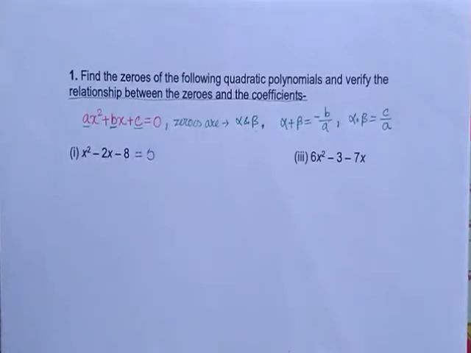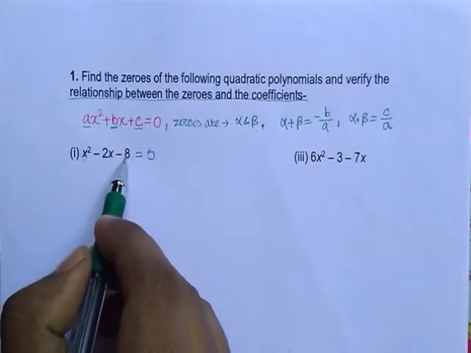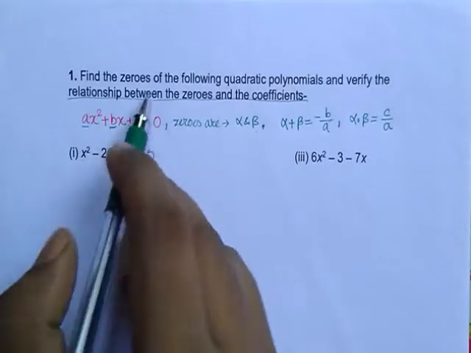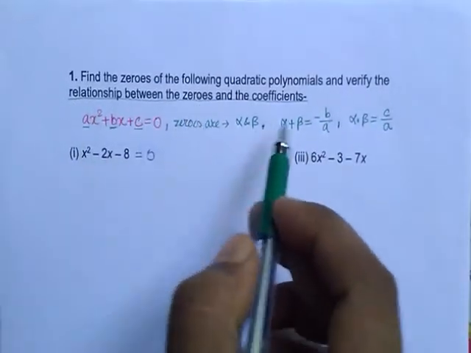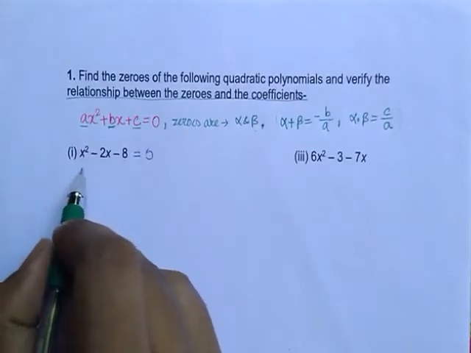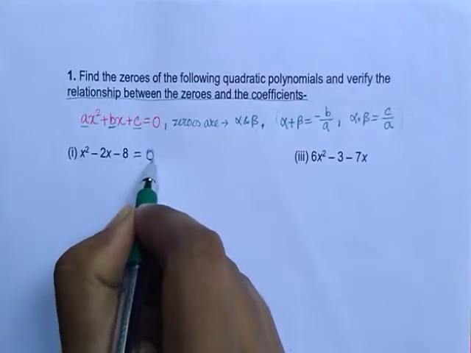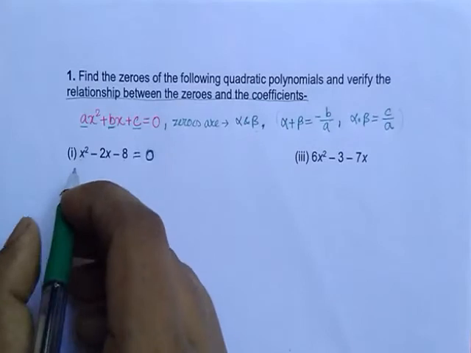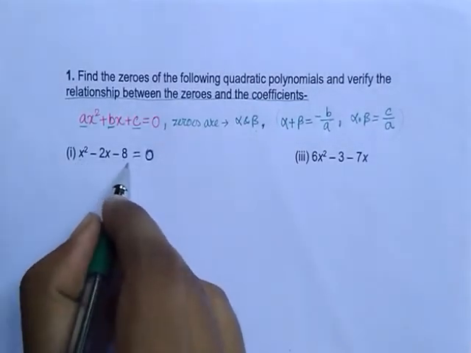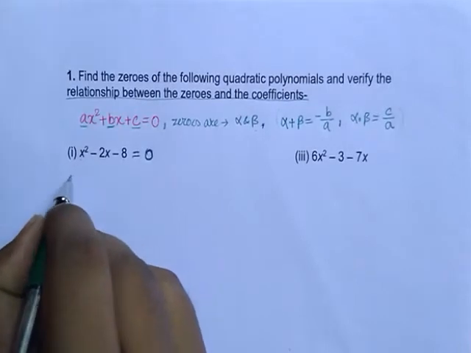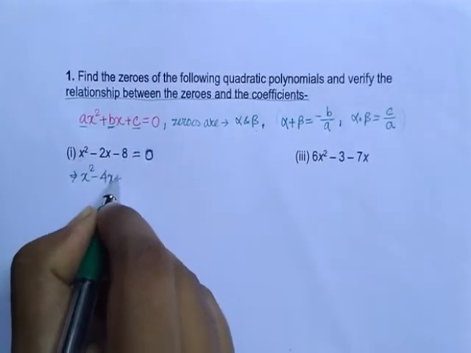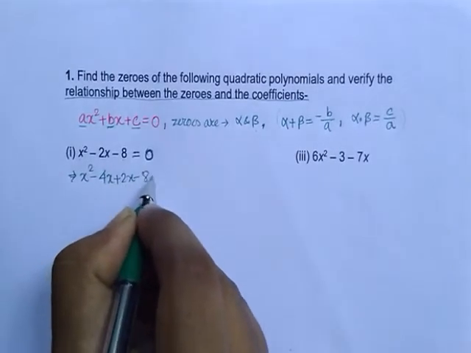The first question is x square minus 2x minus 8, and you have to find the zeros of the quadratic polynomial. So you have to find the zeros and verify the relationship. So you have to verify these two relationships. Now to find the zeros, let us equate this to 0. And you have learned factorization in class 9, so we will factorize this polynomial so that you can solve it. We will write this as x square minus 4x plus 2x minus 8 equal to 0.